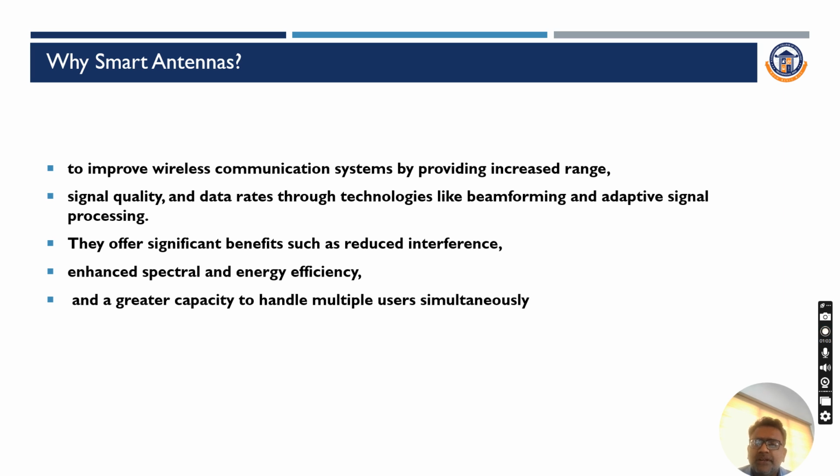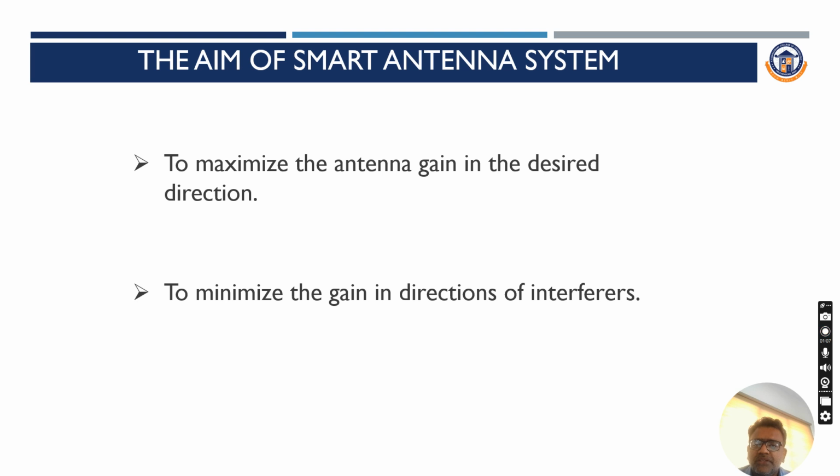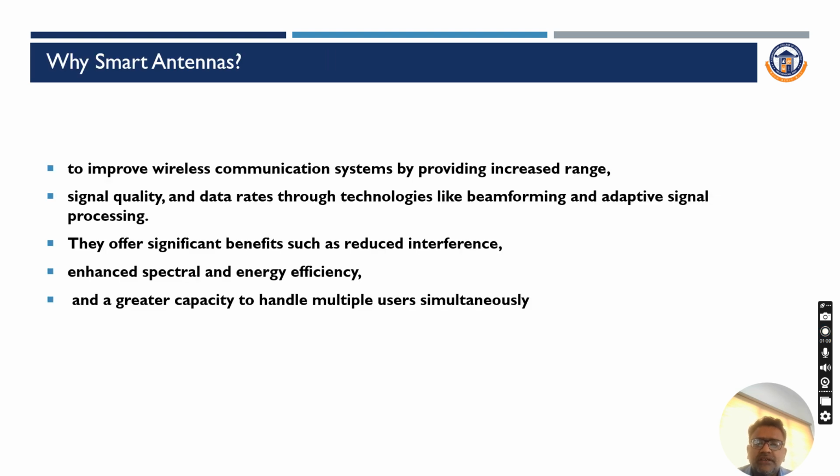So why are we using smart antennas? To improve wireless communication systems by providing increased range, signal quality and data rates through technologies like beamforming and adaptive signal processing. They offer significant benefits such as reduced interference, enhanced spectral and energy efficiency, and greater capacity to handle multiple users simultaneously.